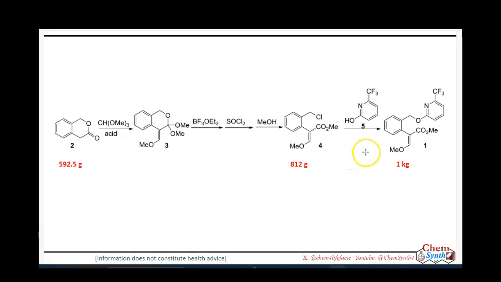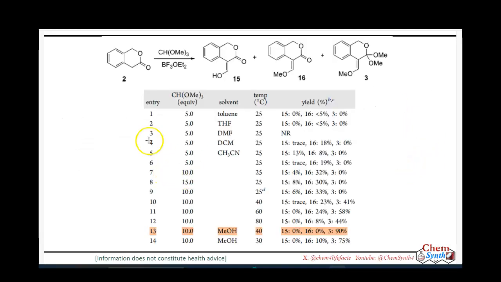And in the last step they performed a base mediated substitution reaction using this hydroxypyridine molecule to get this final molecule, 1 kilogram. Now let's see each step in a little more detail.